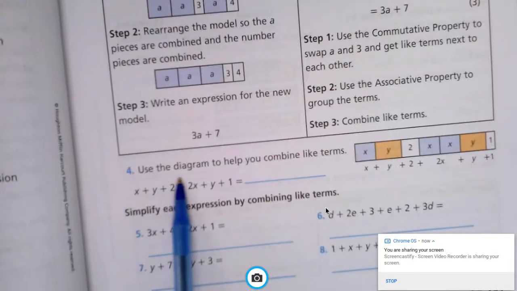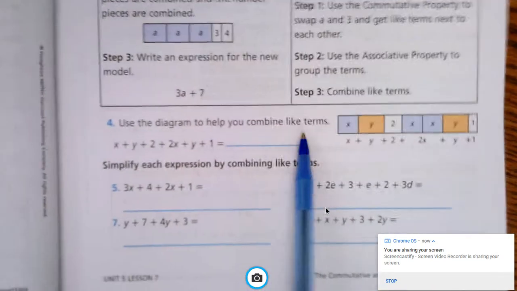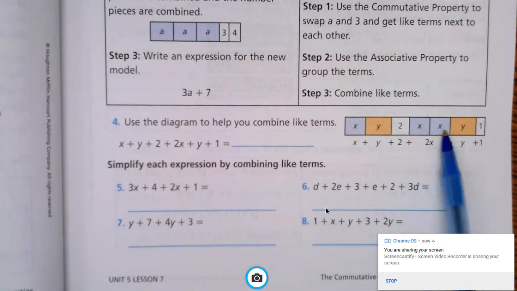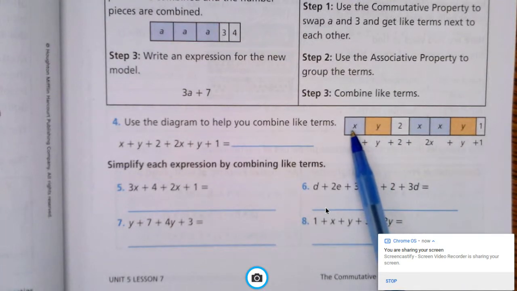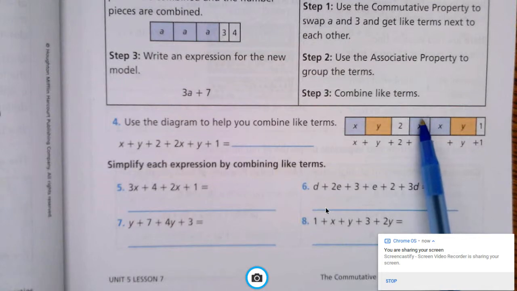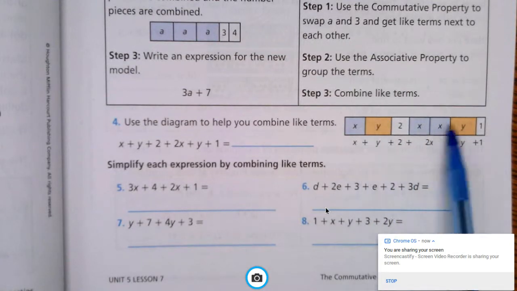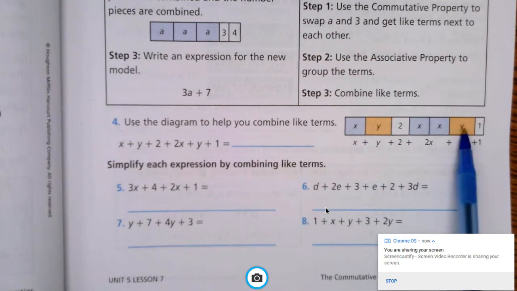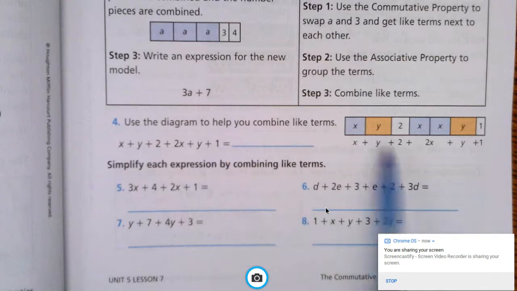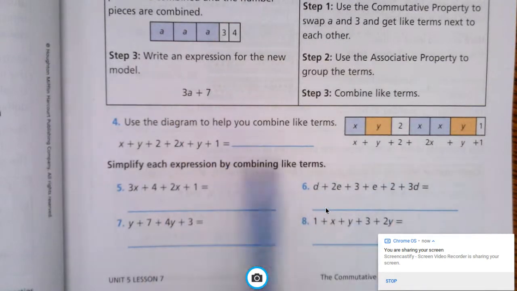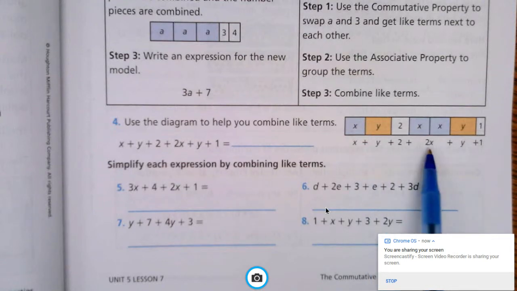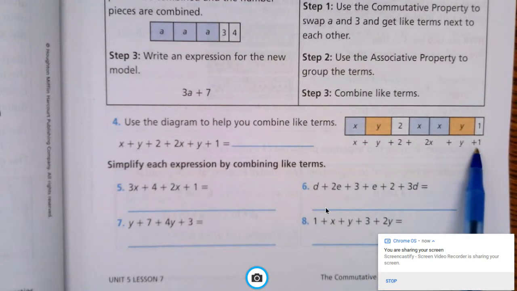For number 4, it says use the diagram to help you combine like terms. So if you look here, I see the x is way up here and over here. So we could use the commutative property, which lets us move things around. So we could slide these over here and the y's together. And then the associative property lets you group them together. So we have an x plus a y plus a 2 plus 2x's plus a y plus a 1.